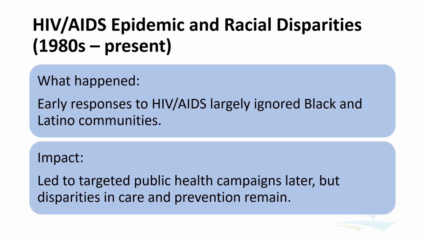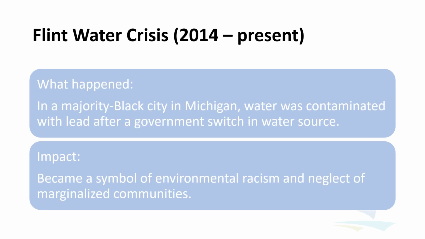In the HIV/AIDS epidemic in the 1980s, early responses to the epidemic largely ignored Black and brown communities, leading to targeted public health campaigns, but disparities in care and prevention of HIV and AIDS remain. Lastly, the ongoing Flint water crisis is a clear example of the everlasting harms done to a city of majority Black individuals. This crisis became a symbol of environmental racism and neglect of marginalized communities.